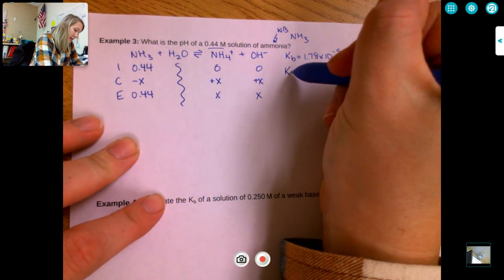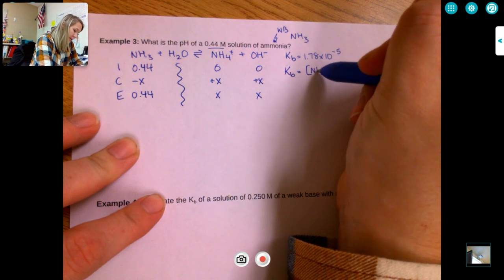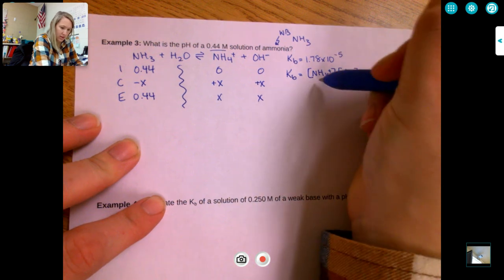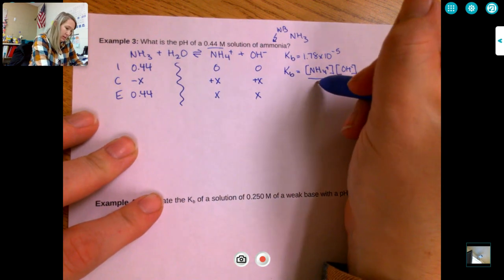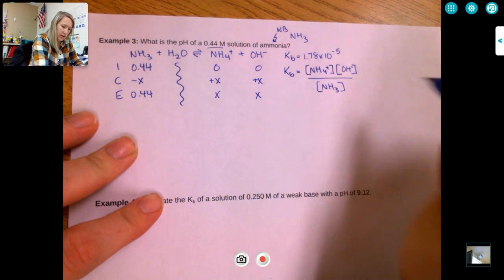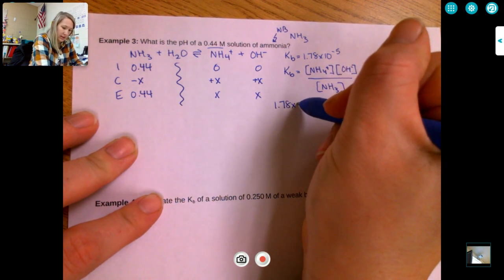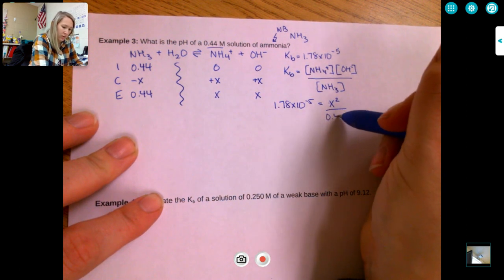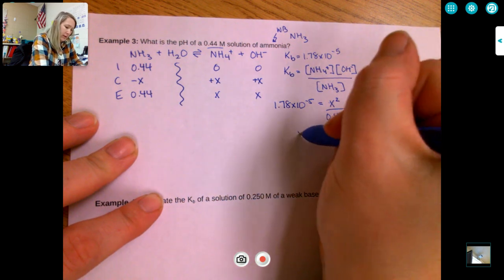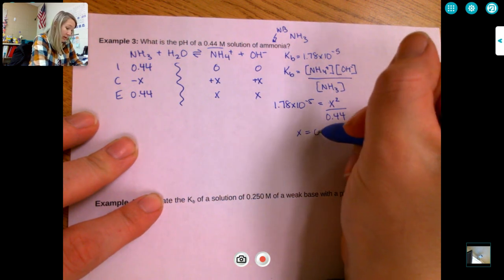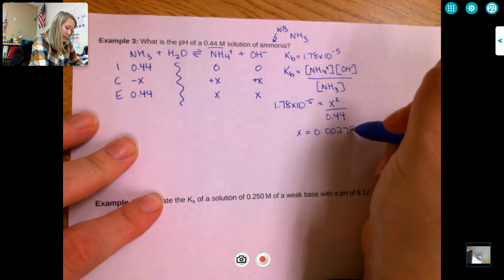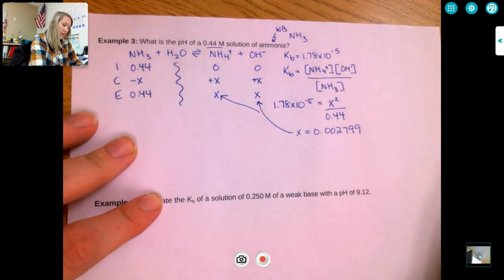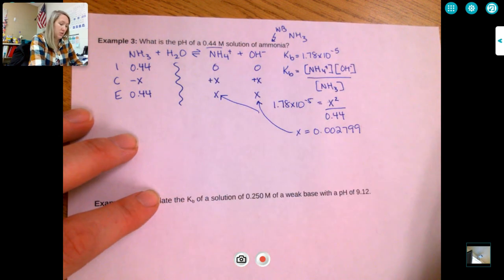All right, so again, Kb for here is our NH4 plus and our OH minus, both to the 1, over NH3. Now I plug everything in, 1.78 times 10 to the negative 5, x and x, so I get x squared on top, and then 0.44 on the bottom. Solving for x, I get x to be 0.002799, and that is the same as my hydroxide concentration and my conjugate acid, NH4 plus.